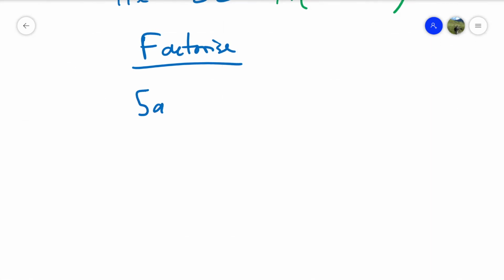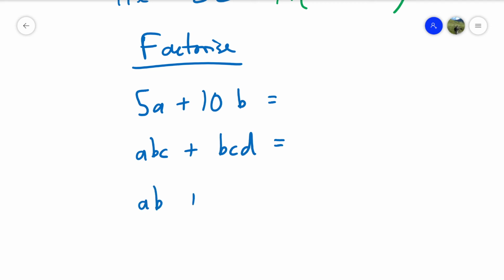Okay, 5a plus 10b. Have a go in your own time. The first one, yep, the smallest of the two numbers works because it is a multiple of the other one. Sometimes you have to go lower. 5 times 2b. Okay, the next one, they've both got a b, they've both got a c.